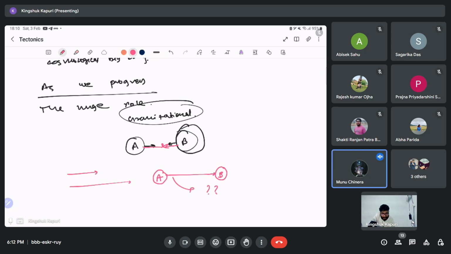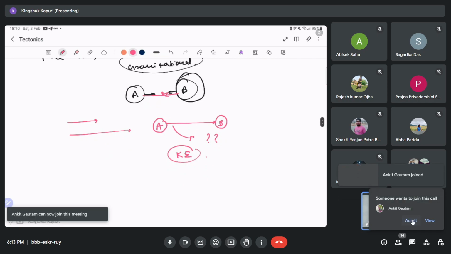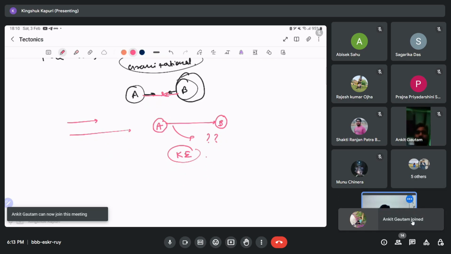Kinetic energy. Exactly. Kinetic energy will play a huge role, because as I have told you earlier, the gravitational energy will play a very important role for the movement of these two particles. Then there will also be a transformation of this gravitational energy into kinetic energy, right?